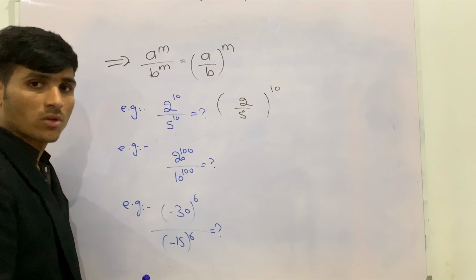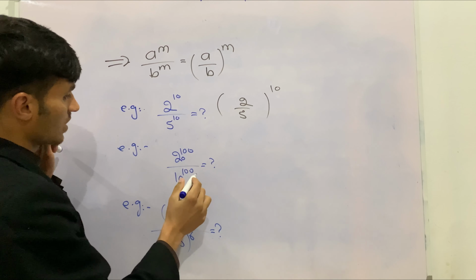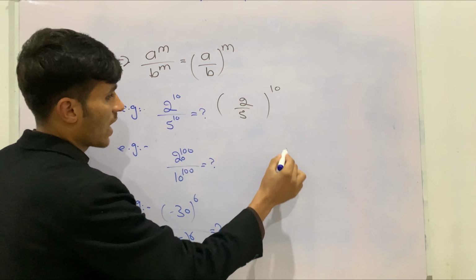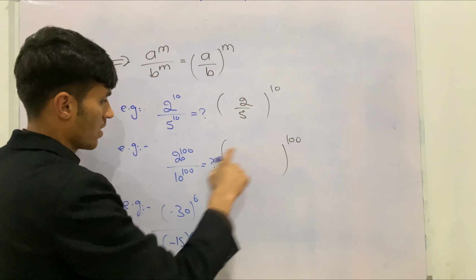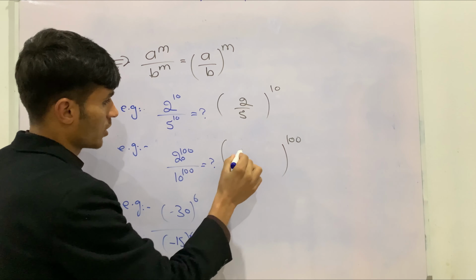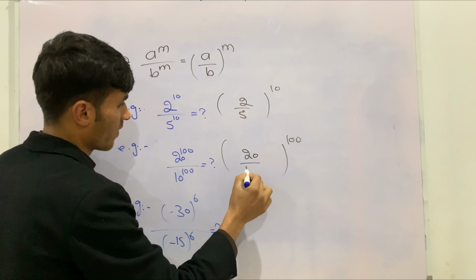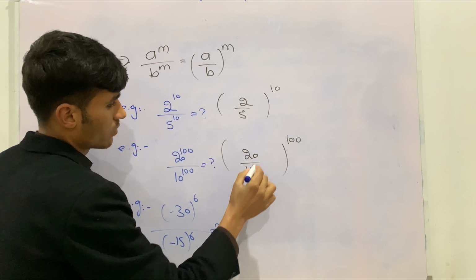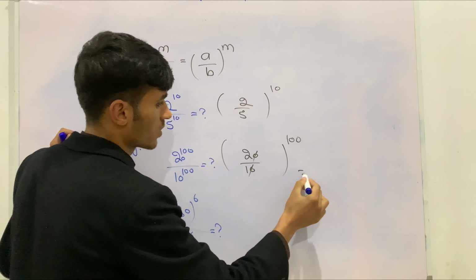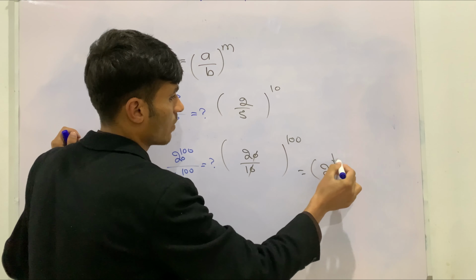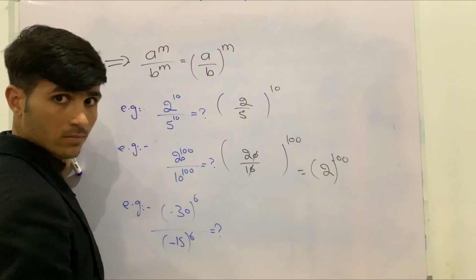Or you could divide it, okay? Look at the next example. What we have to do is take a parentheses, taking the same exponent, and 20 over 10. 0 is cancelled out with 0. 2 divided by 1 equals 2. 2 to the power 100.